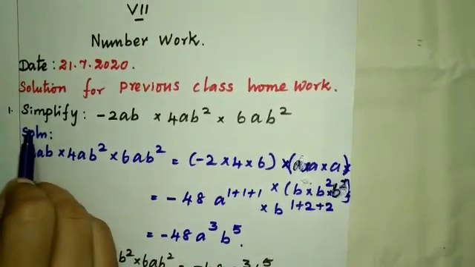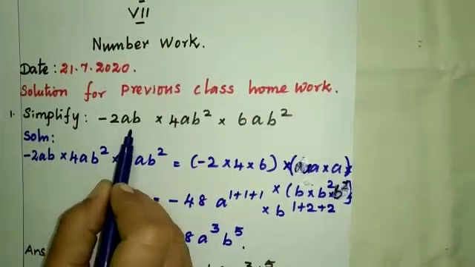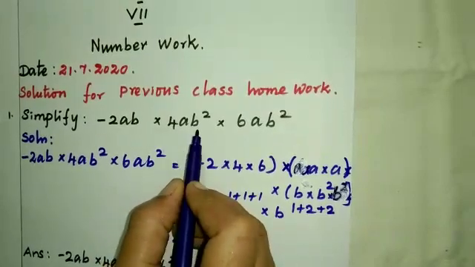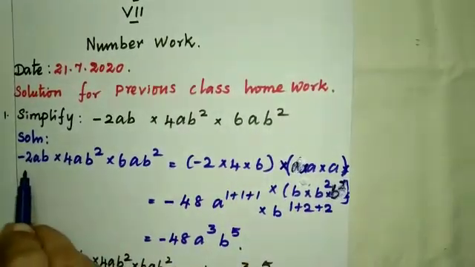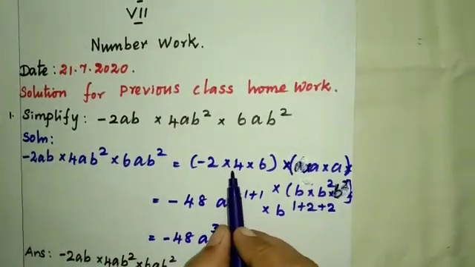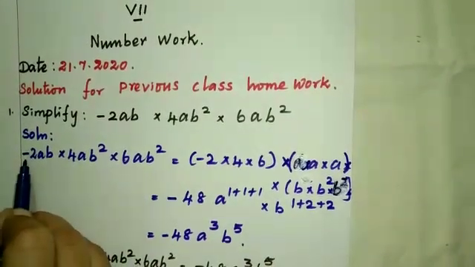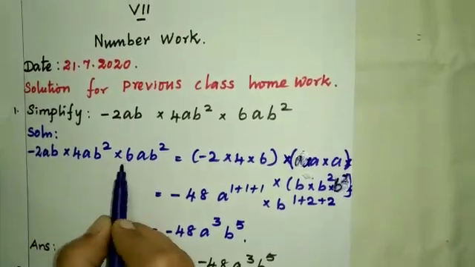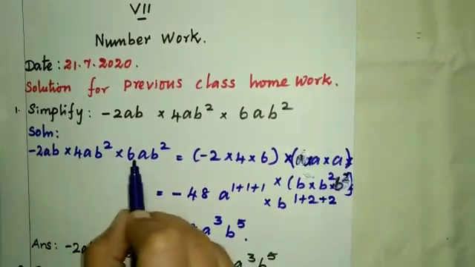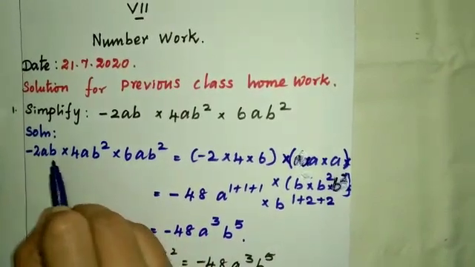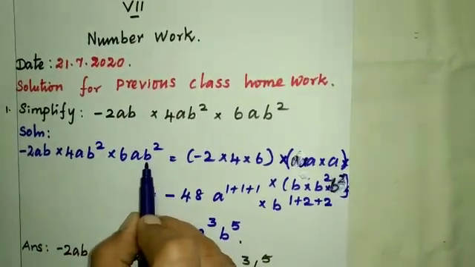First question is simplify minus 2ab into 4ab square into 6ab square. The solution is first you have to separate the constants. Here what are the constants? Minus 2 into 4 into 6. Next separate the variables. A into A into A. Next b into b square into b square.